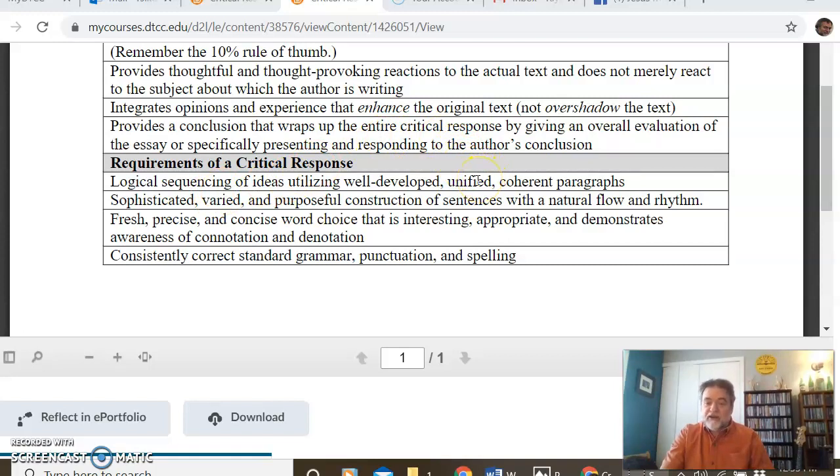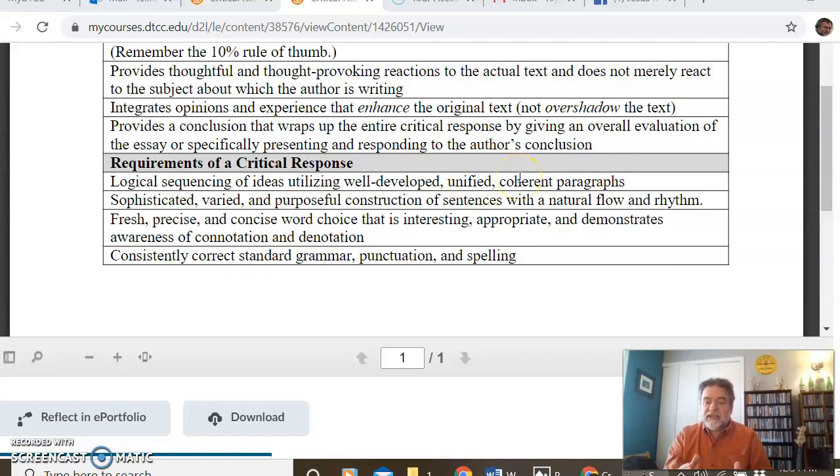Make sure that your paragraphs are developed. These aren't sketchy little paragraphs. We need a number of sentences for each one. Unified: each paragraph is developing one idea. Each paragraph in the body is presenting one idea or one set of related ideas of your own in response to that. That's what unified means. Unity is one. There's an inherent oneness to a paragraph.